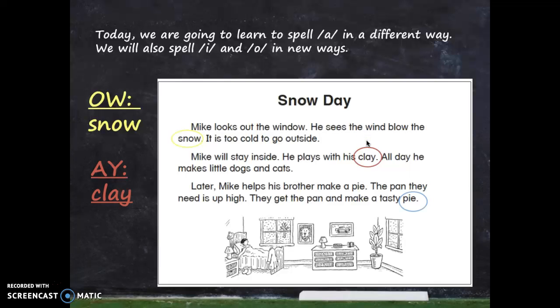Now let's look at the word pie. Say the word pie with me. Pie. The word pie has a long I sound spelled I-E. I've also circled another word, high. This one has the same vowel sound, but it is spelled differently. This long I sound is spelled I-G-H.